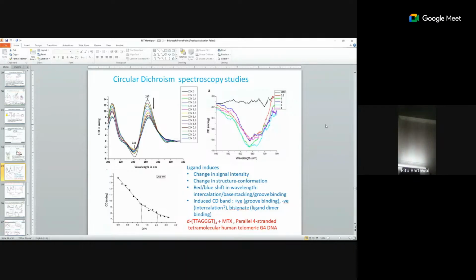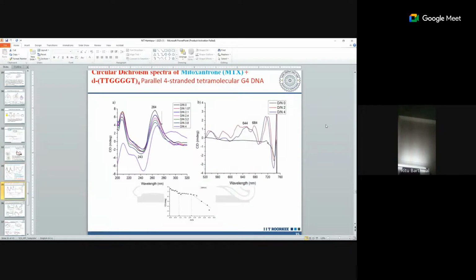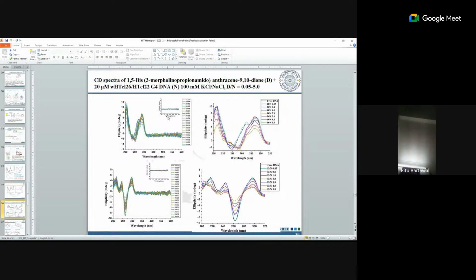Going to the next slide, slide number 35. You can see we got bisignate peaks in some other case. This is slide number 36. See here flat, here flat, we did not get any induced band, which means the drug was not going in an asymmetric way. However, if you expand this portion, you can see there were some changes. So this is 3+1, this is 2+1.